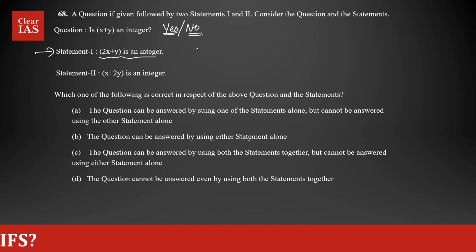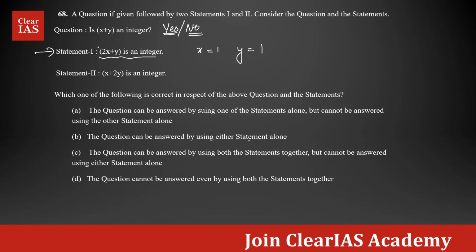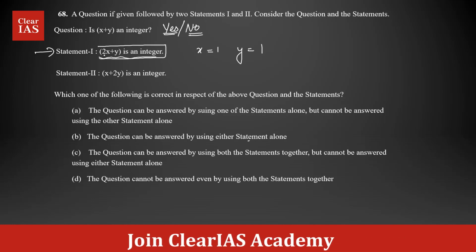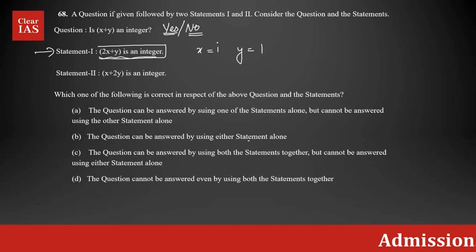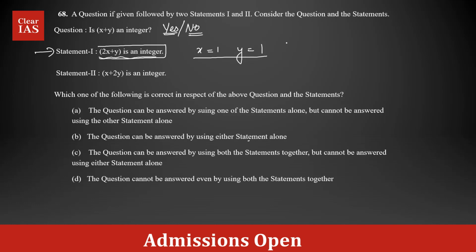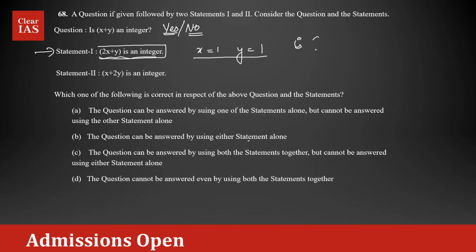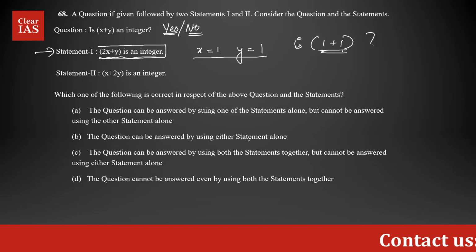So let's start with simple numbers. Let's say x is equal to 1 and y is equal to 1, and this condition is satisfied. So 2x plus y is 2 times 1 plus 1, which is 3, an integer value, correct? Now, using these values, I'm going to answer the question. Is x plus y, that is 1 plus 1, an integer value? Yes, 1 plus 1 is 2, an integer value.